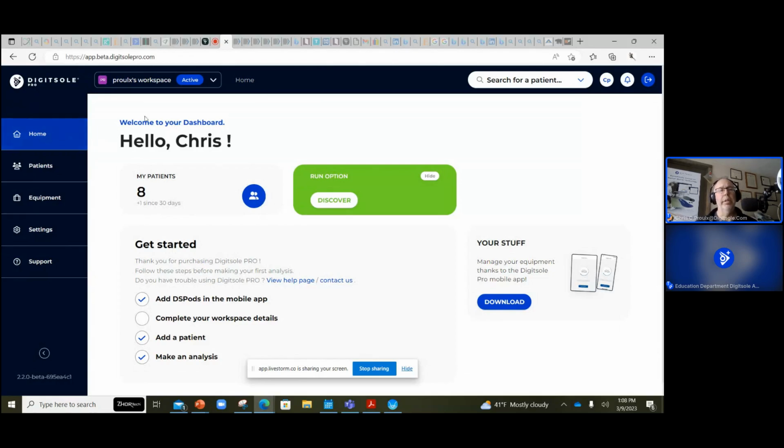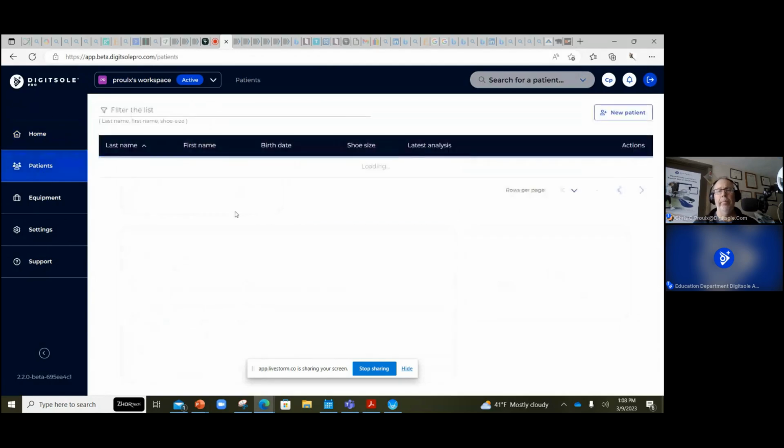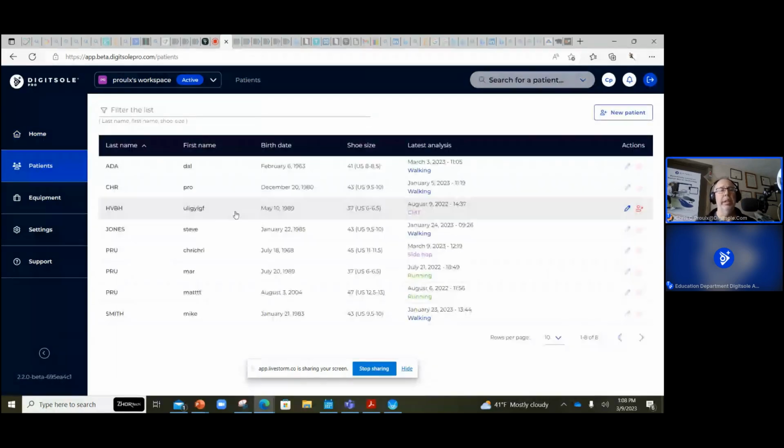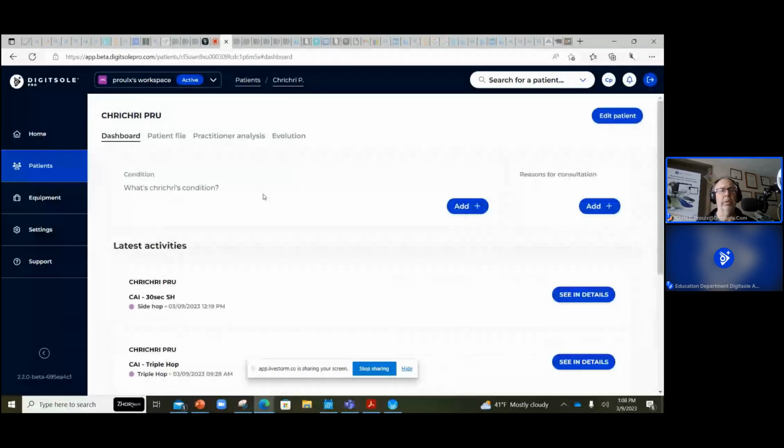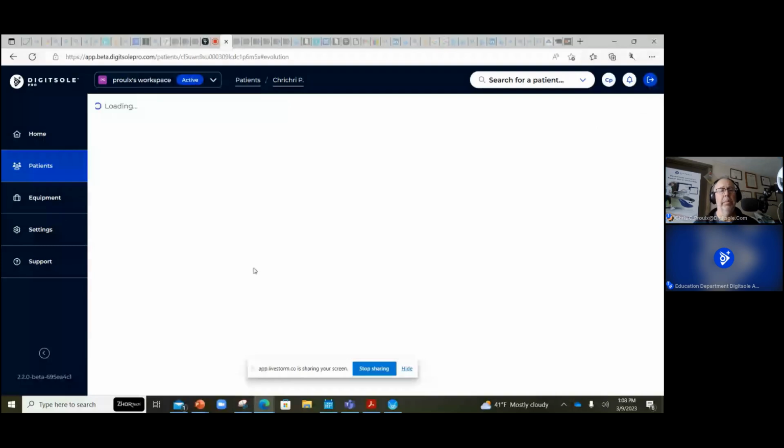The other thing that is really good with regards to the online is I can look at the evolution, and I've shown this in the past. That is a graph of all of the metrics, and let me show you that real quick. I can use that to see how things have been changing over the course of treatment. This is just a file that I use for different types of patients.